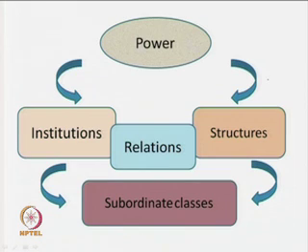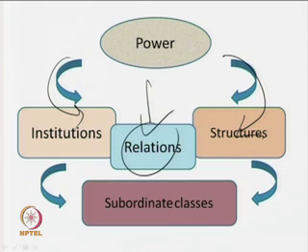Therefore, if you look at the slide, power works through institutions. Power works through structures to give rise to certain relations among people, and these institutions and structures are that through which power operates, and this is through which the subordination of subordinate classes is achieved.